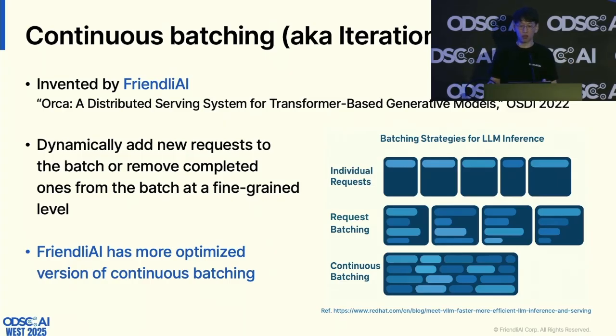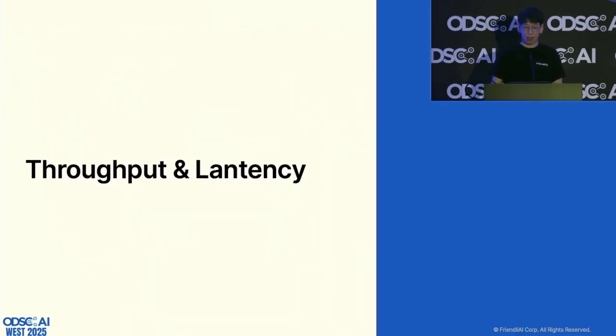And we currently use an even more optimized version of continuous batching in production. If you're interested in the technical details, check out our ORCA paper. It already includes many of the latest ideas in the space. Now, let's take a look at optimizations that affect both throughput and latency.